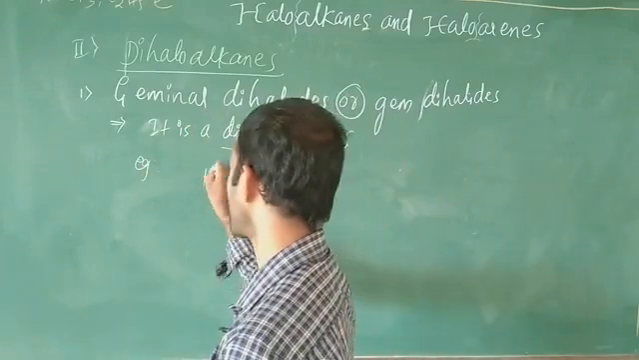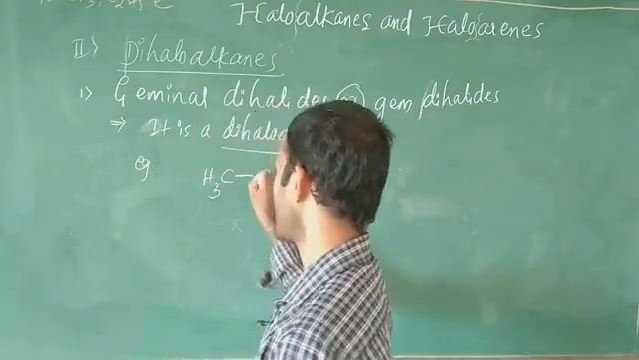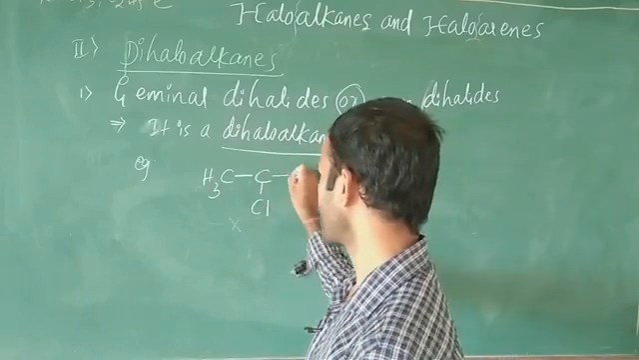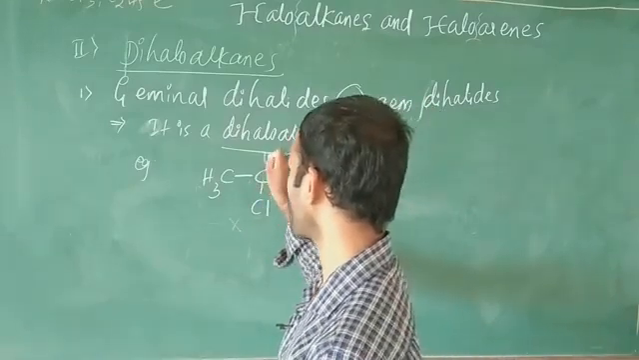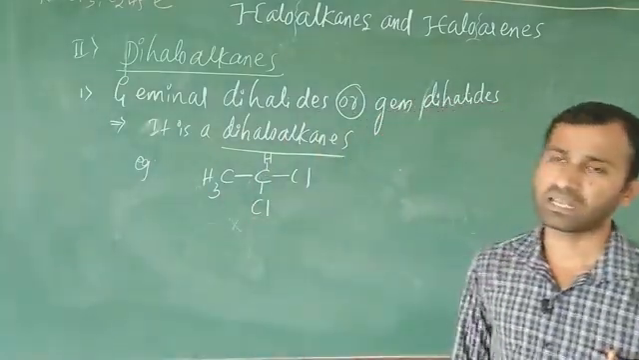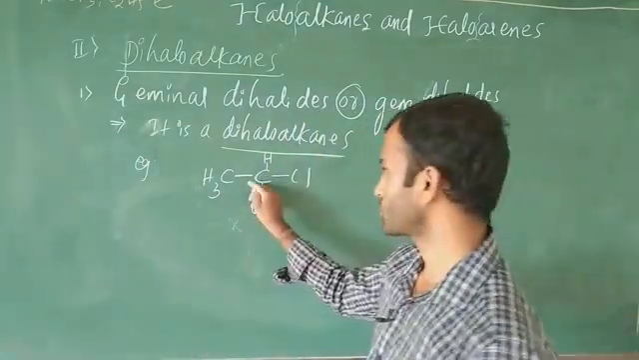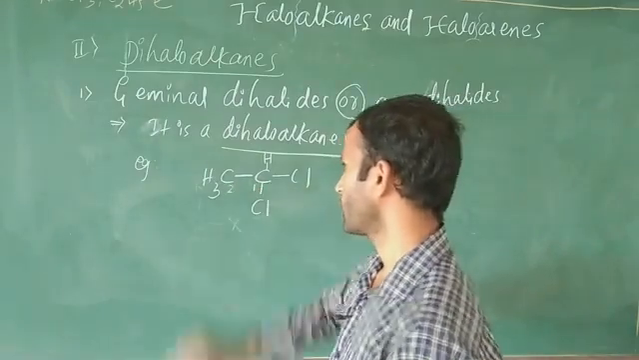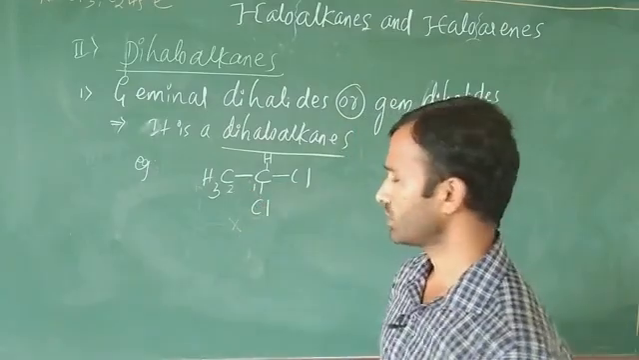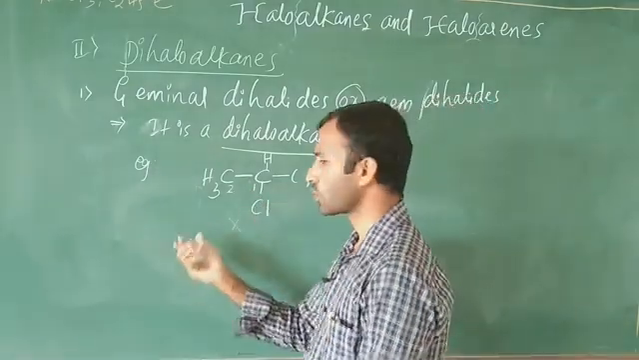Just see here, this is CH3. This is attached with a carbon. This carbon contains one Cl, and another Cl, and next it is attached with hydrogen. Okay, this is an example of a geminal dihalide. This is called 1, this is 2. What is the IUPAC nomenclature? In this case, carbon 1 contains two halogens: 1,1-dichloroethane.